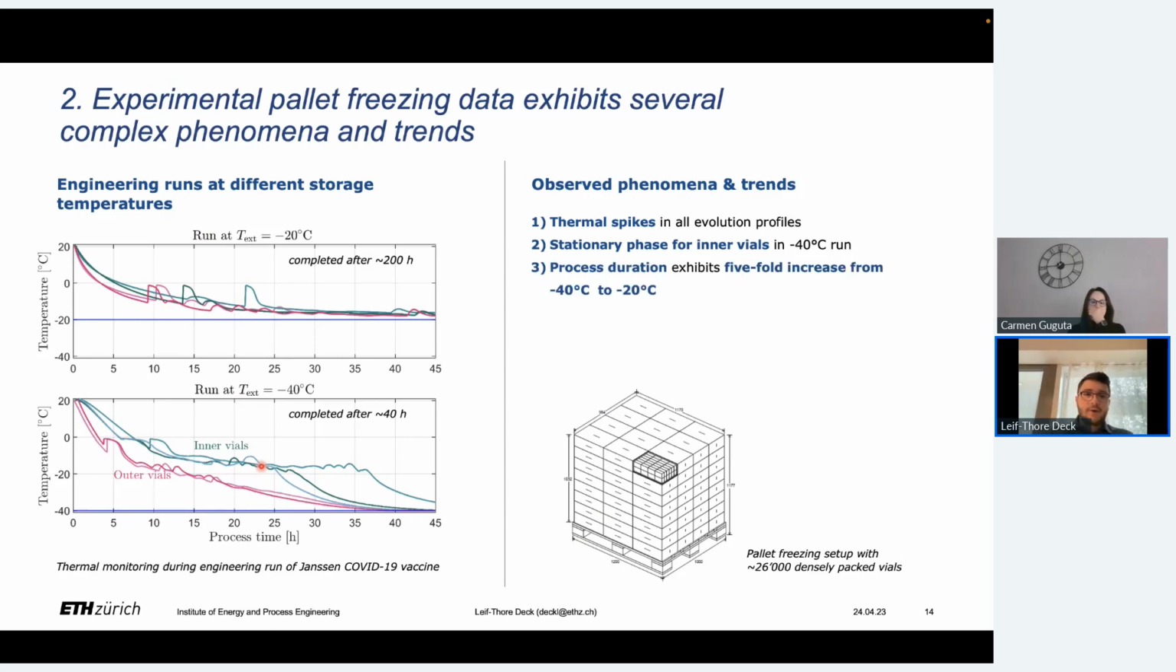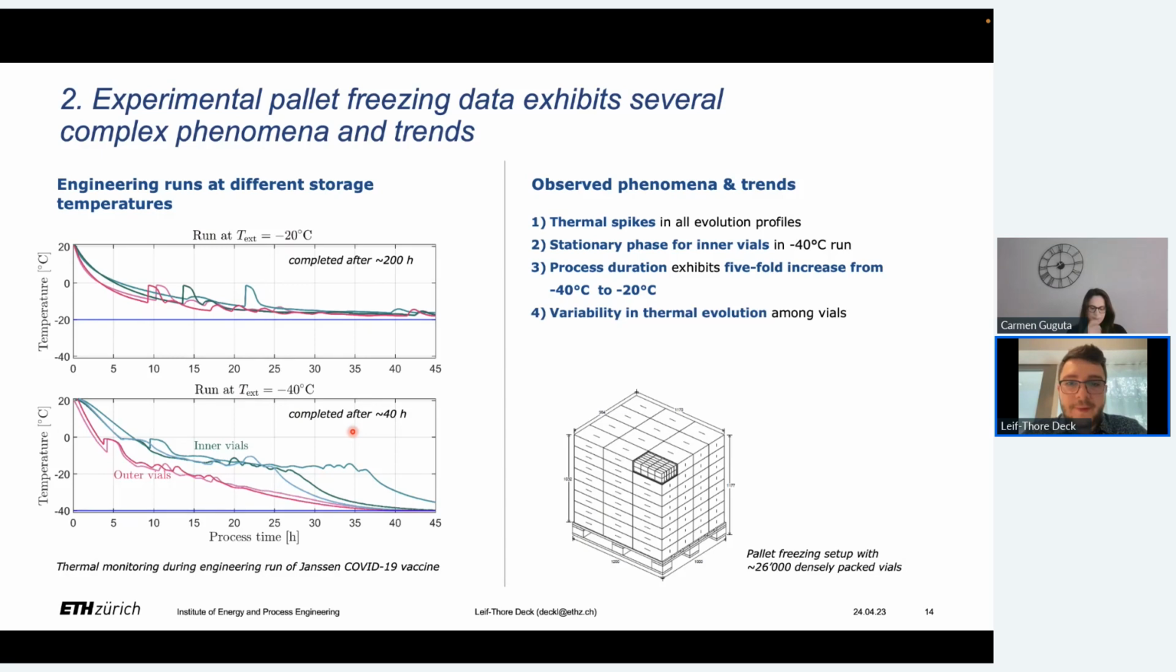We also see that the process actually takes much longer in -20 degrees compared to -40 degrees. So it needs less than 2 days at -40, but it needed around 200 hours at -20. And in a way, it makes sense that this process needs more time if we are at higher temperature, but it's not clear how much more time it should actually need. So is a 5-fold increase maybe more than what we would expect?